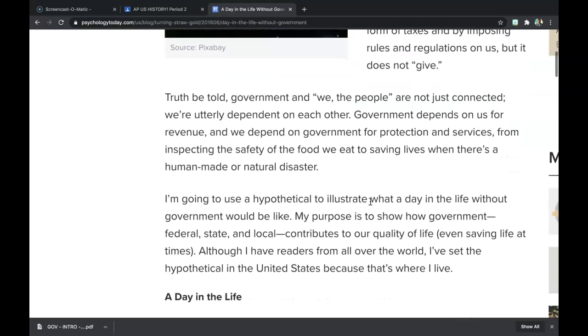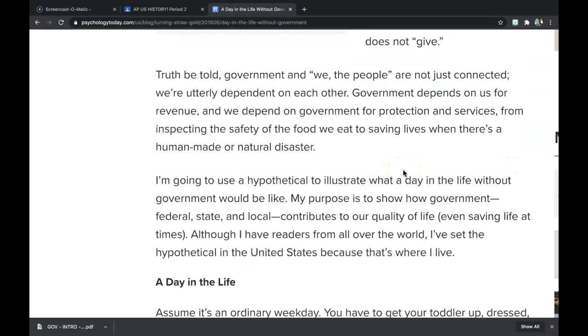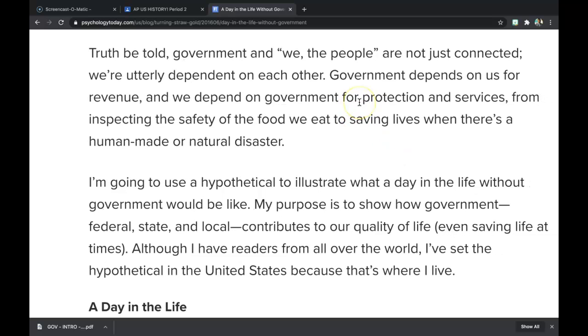Truth be told, government and we the people are not just connected, we're utterly dependent on each other. Government depends on us for revenue, and we depend on government for protection and services, from inspecting the safety of the food that we eat to saving lives when there's a human-made or natural disaster.